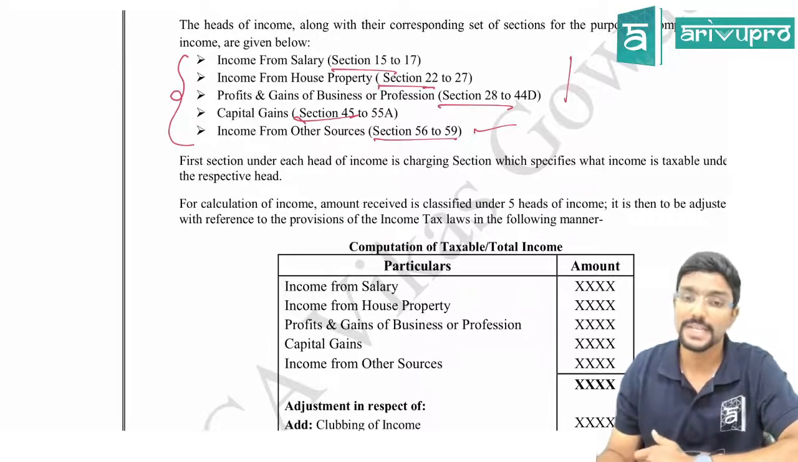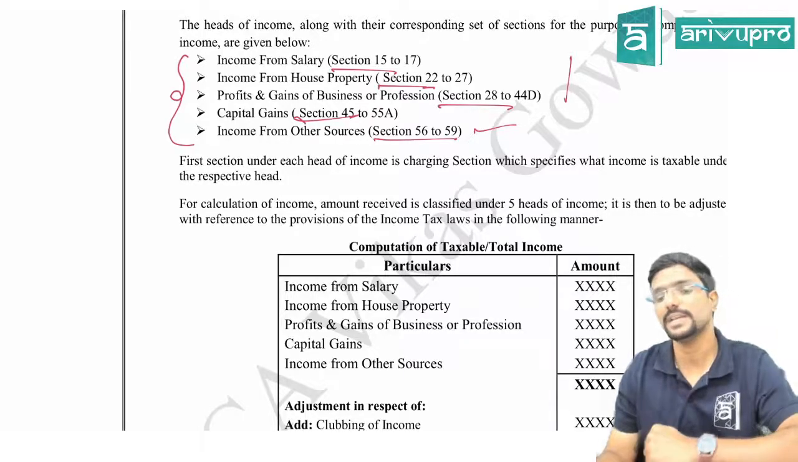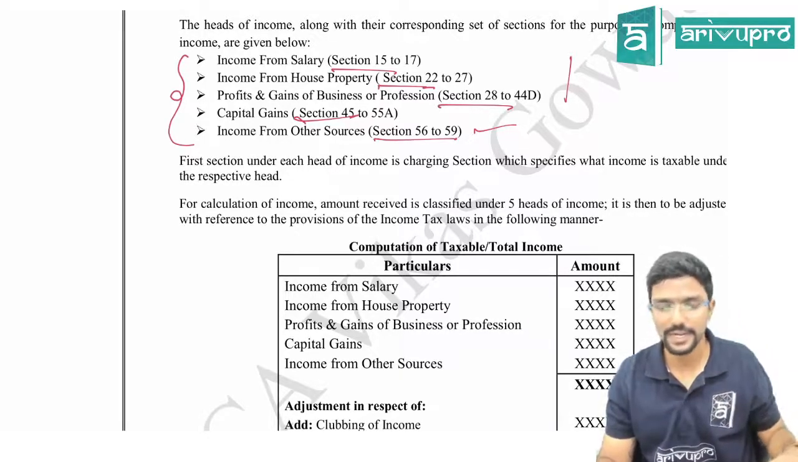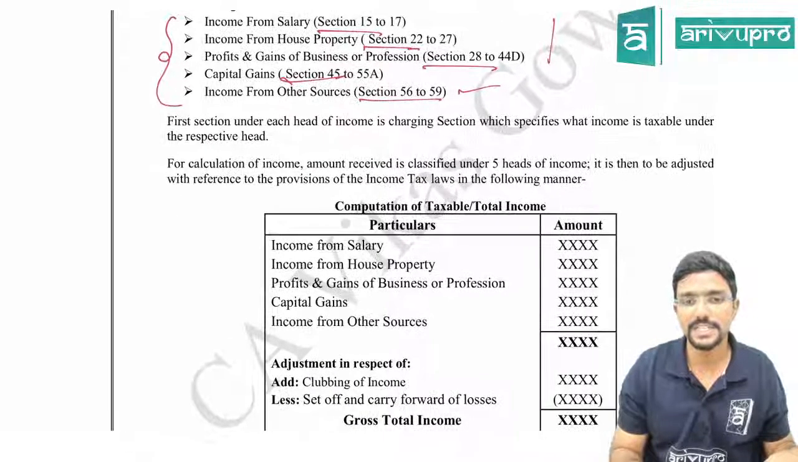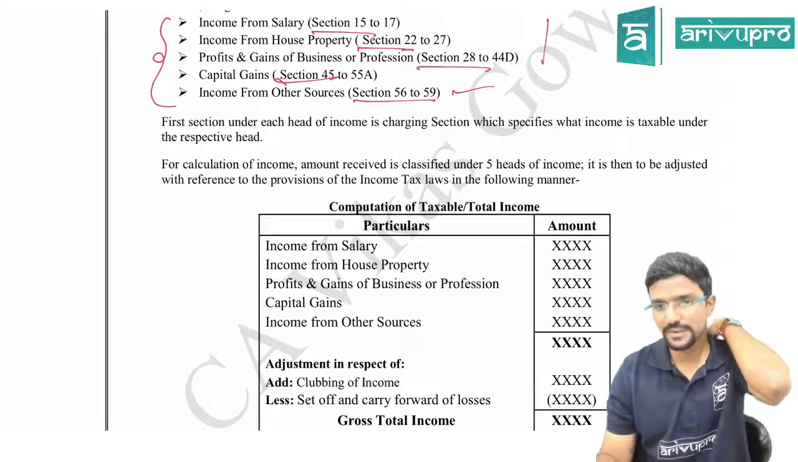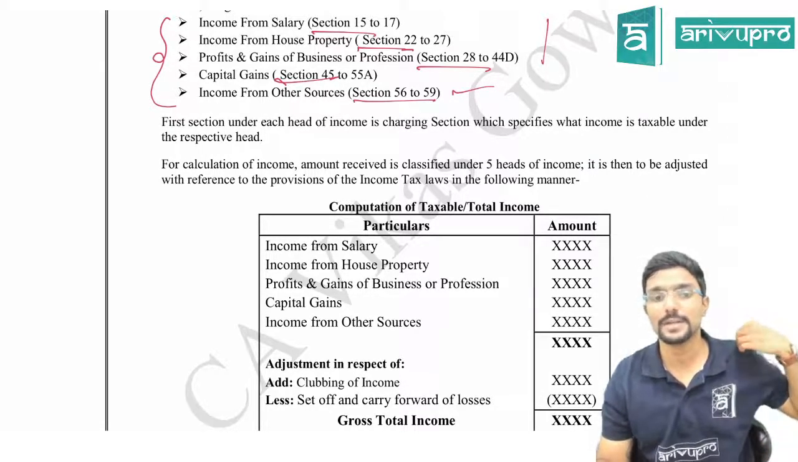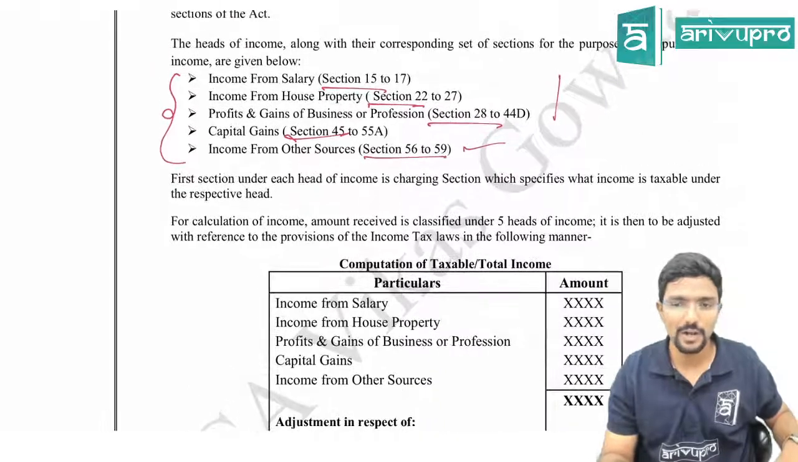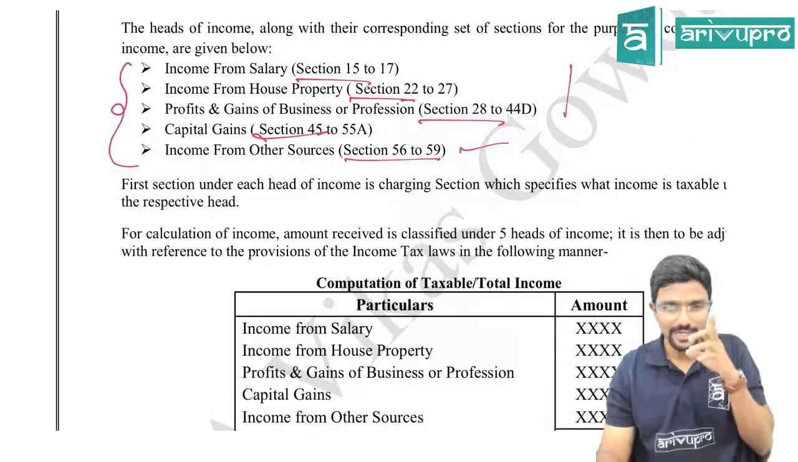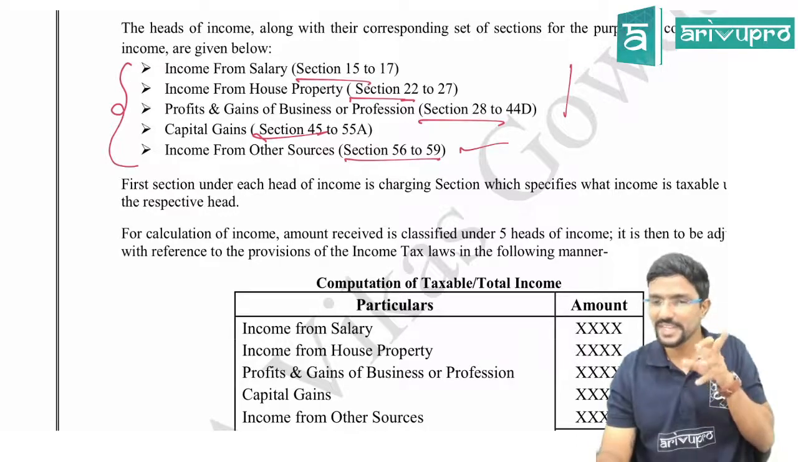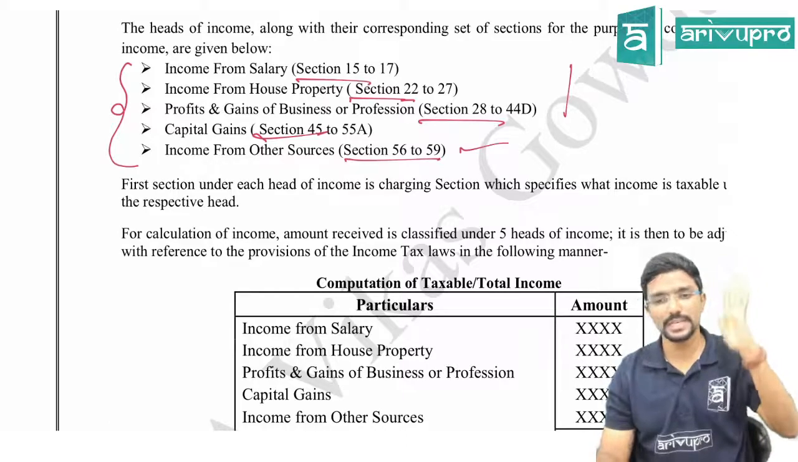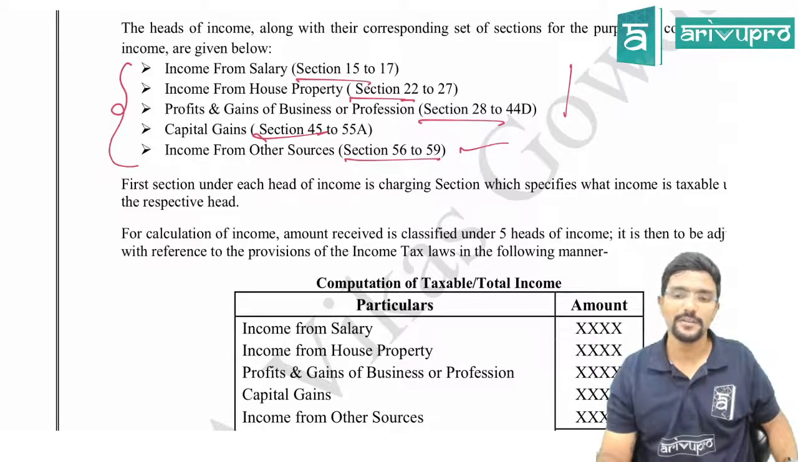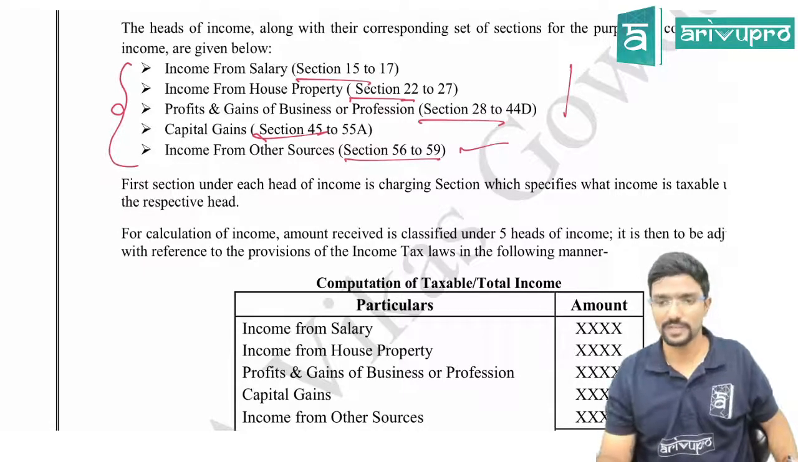Each head, each section in detail we will be seeing under that particular head, under particular units. Clear? Next, the first section under each head of income is a charging section, which specifies what income is taxable under the respective head. When you are learning along with the section, you can observe it is going in section order. Agree? So up to 14 it was some basic information. We have covered different sections. From 15 it starts with heads of income.